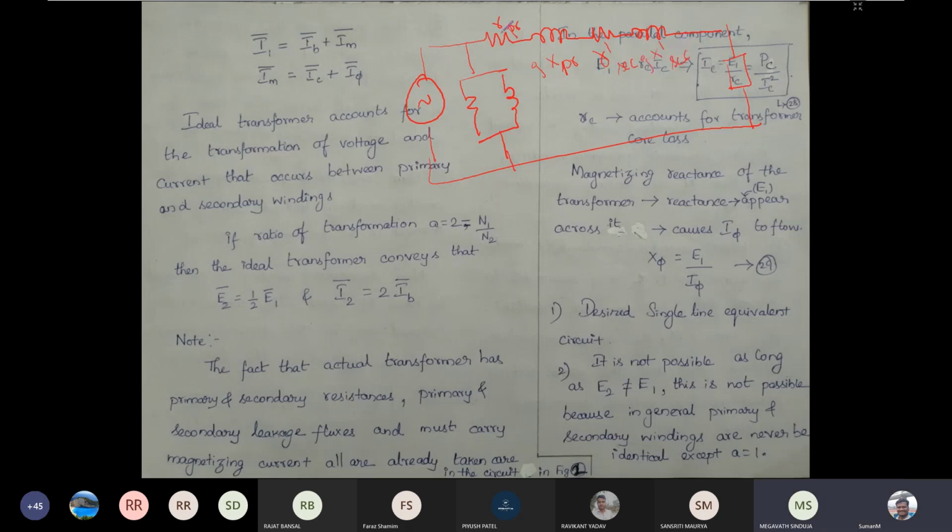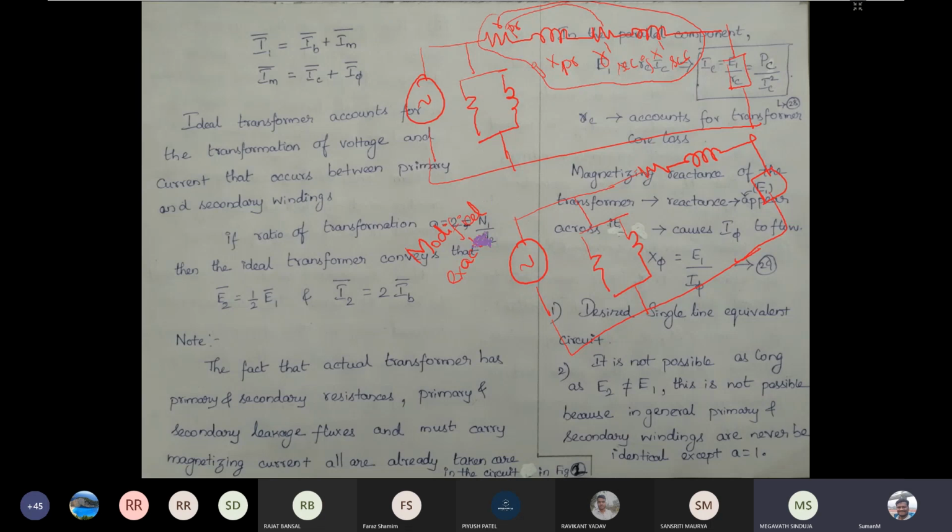Now these elements are in parallel, then you can add these resistive elements separately and you can add the reactive elements separately. If you add these terms, then the complete circuit has become like this. This is the modification from the exact equivalent circuit. So you can consider this as a modified equivalent circuit, modified exact equivalent circuit.